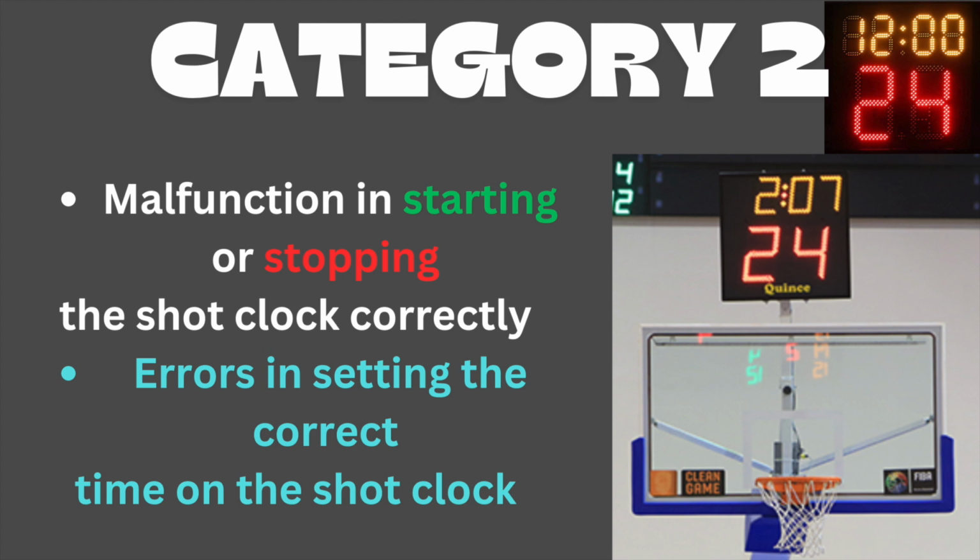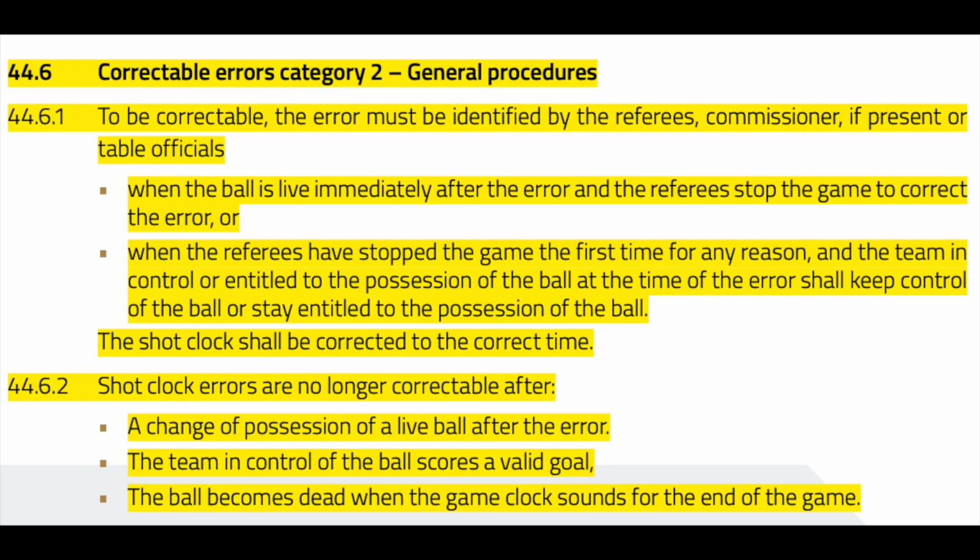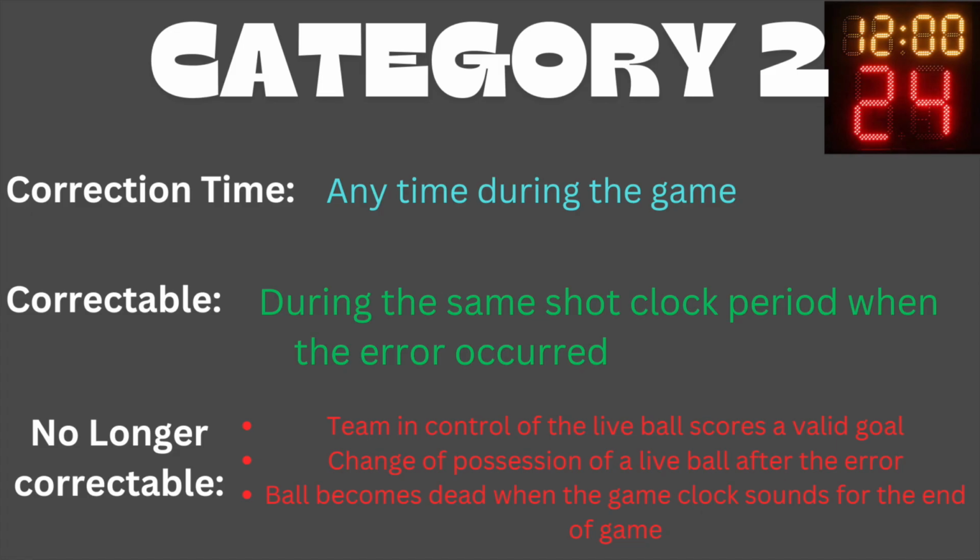So a malfunction in starting or stopping the shot clock correctly, or errors in setting the correct time on the shot clock. With this, we need to identify it while it's live and immediately. So if we were to look at it and simplify, the correction time is any time during the game that this occurs, but the correction window is only in the same shot clock period of when the error occurred.